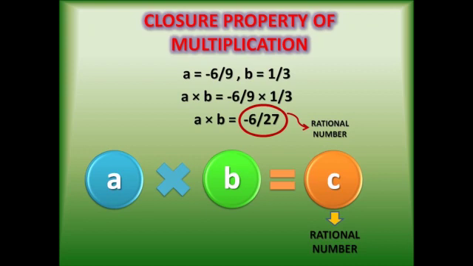also without any exception. There is no exception. If we take any two rational numbers, the multiplication result will also be a rational number, or we can say A into B is equal to C, where C is a rational number.